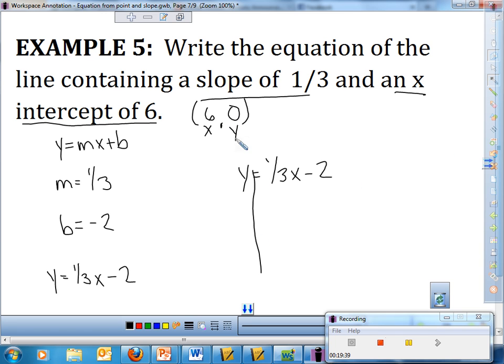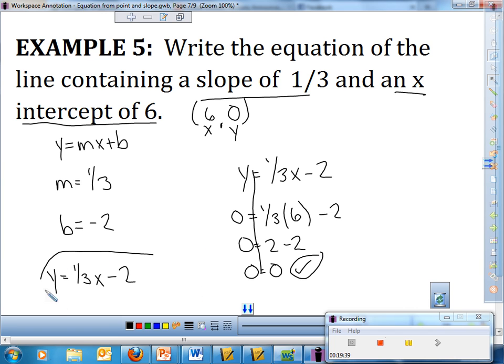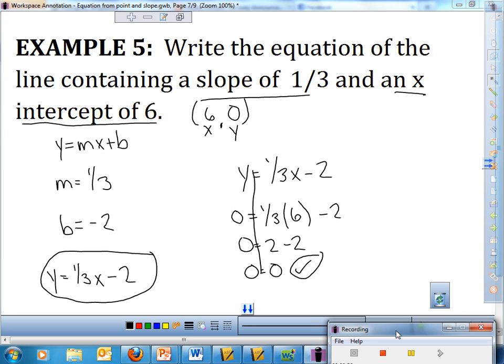I'm going to say, okay, y is 0. I have 1/3 for m. X is 6. Bring down my 0. 1/3 times 6 is a positive 2. Bring down my minus 2. And 2 minus 2 is 0. I get 0 equals 0. That means that my check worked. And that means that the equation is y equals 1/3 x minus 2.